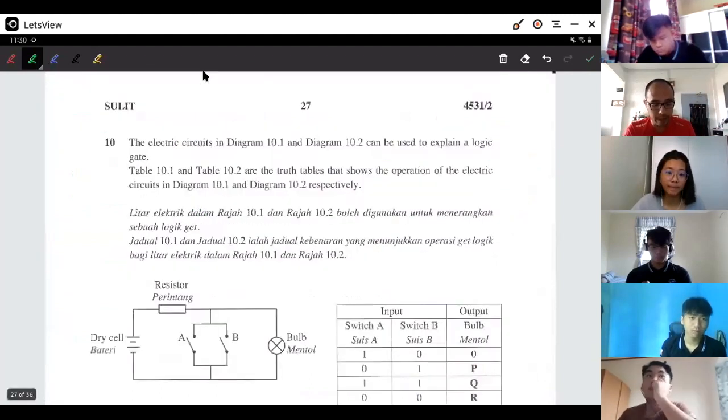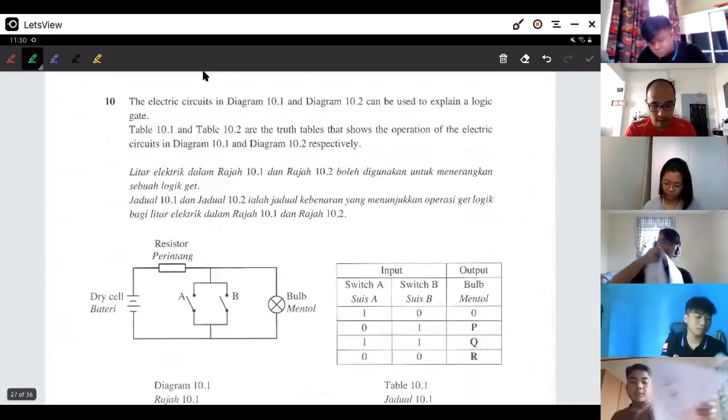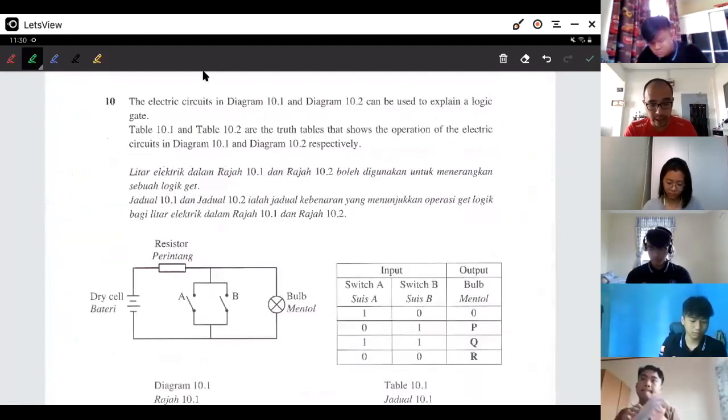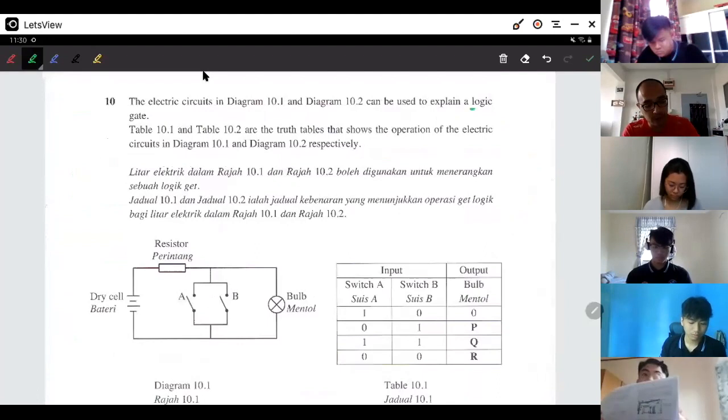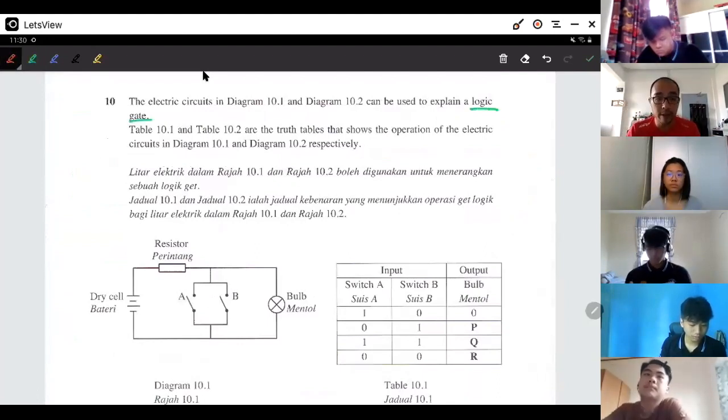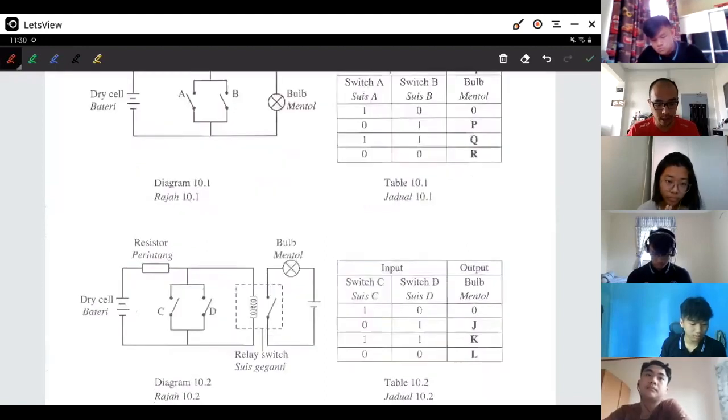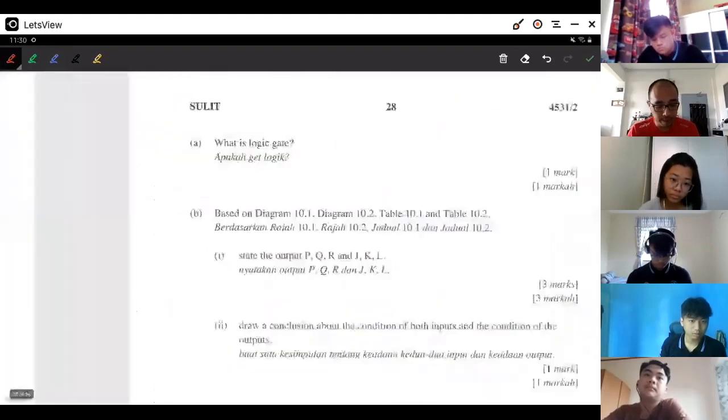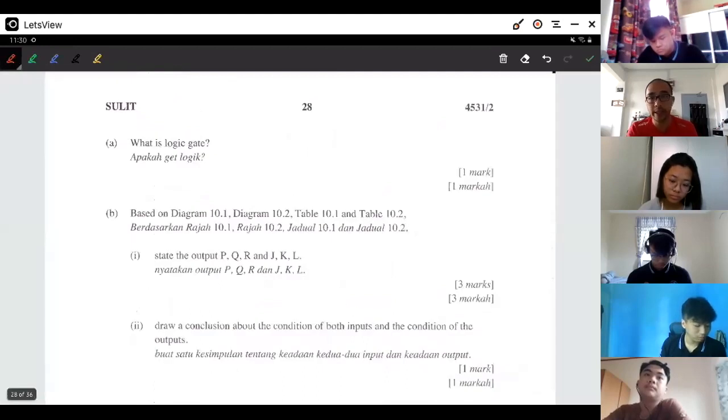Okay, number 10. This is a logic gate question. Table 10.1 and 10.2 are the two truth tables that show the operation of the electric circuit. What do you think this is? Well, okay, let's see. So what is a logic gate?